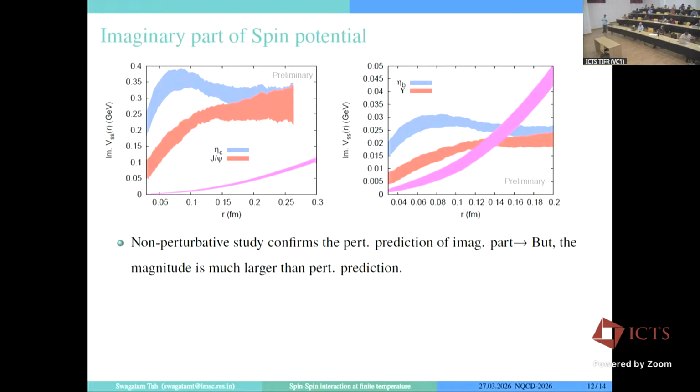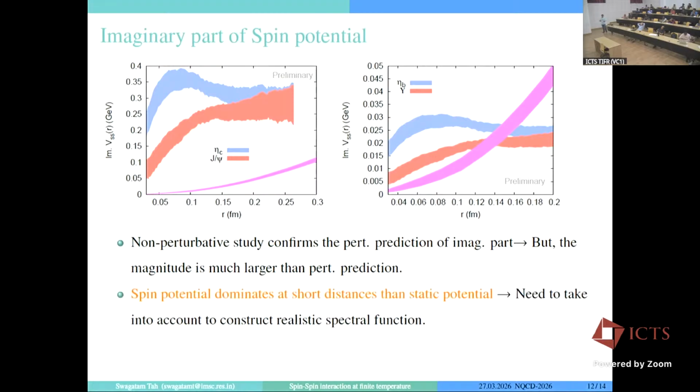We can see that the spin interaction potential remains substantially large at these short distances for both charmonia and bottomonia. The first comment is that the non-perturbative study confirms the perturbative prediction of the imaginary part for spin interactions, but the magnitude remains much larger. If we plot the perturbative one, it would remain only at very small distances. So we need to perform this non-perturbative study, and the spin potential dominates over the static potential at short distances for both charmonia and bottomonia. We need to take this into account to construct a realistic spectral function.